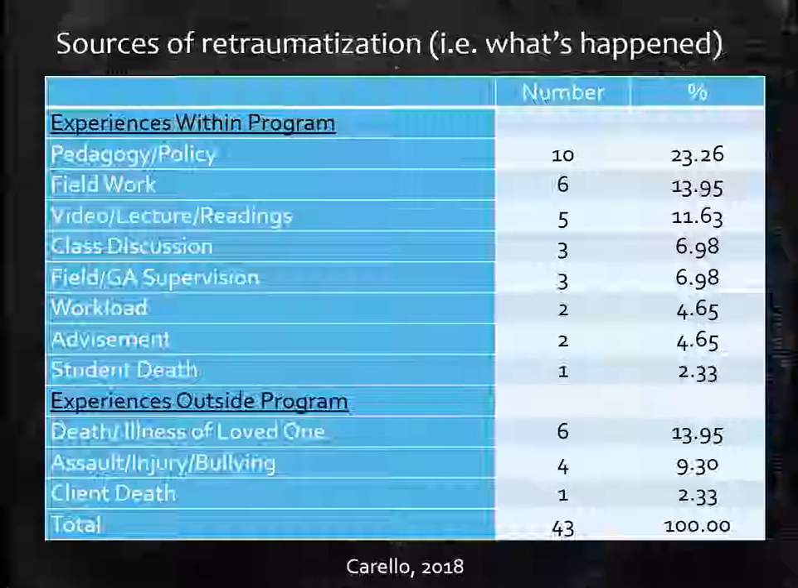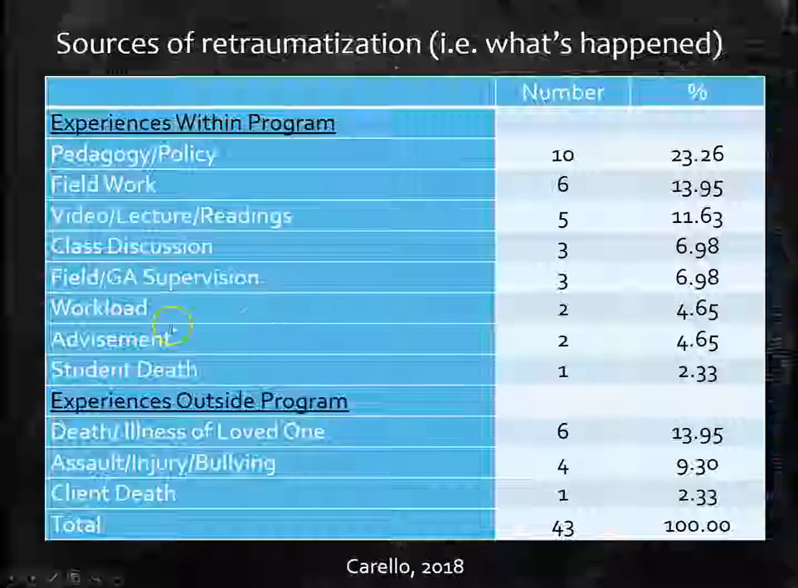When they were experiences outside the program, they often had to do with the death or illness of a loved one, or some type of assault, injury, or bullying, or the death of a client if it wasn't a family member. Within classrooms, it often had to do with policies and practices. When it was field work, it was less often about experiences with clients and more about experiences between students and educators. When it was content, it wasn't so much about the content itself. It was about a failure to titrate exposure or to give some type of trigger warning, right?